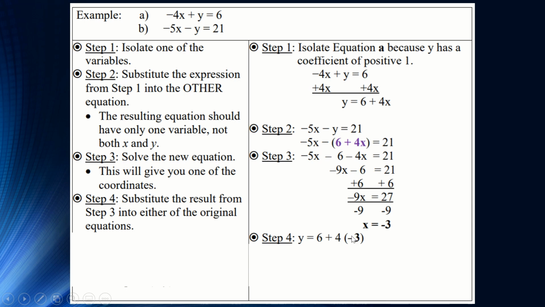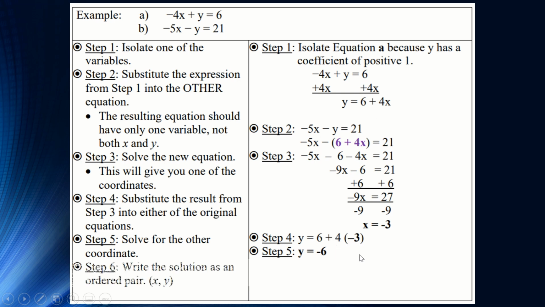And we can do some quick mental math. 4 times negative 3 is negative 12. 6 plus negative 12 is negative 6. Ladies and gentlemen, we have y as negative 6. We have x as negative 3. We write it as an ordered pair. Bada boom, bada bing, bada bang. We are finished. Great job.